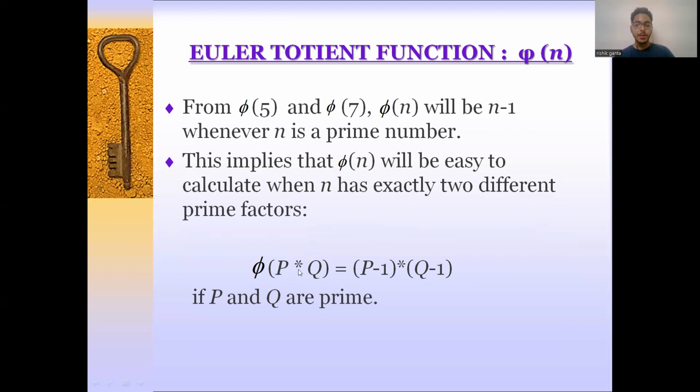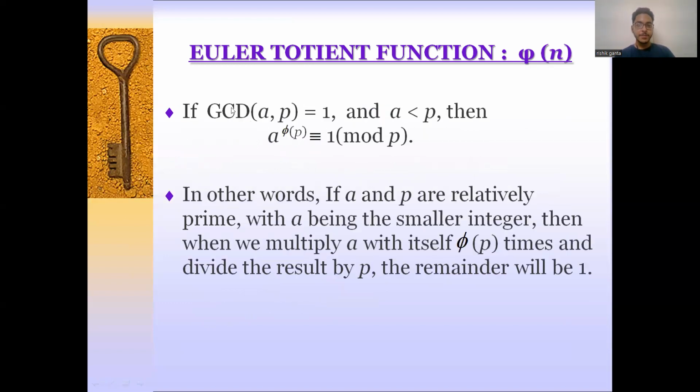Phi of p into q is equal to (p-1) into (q-1) if p and q are prime. If the GCD, which is explained before, GCD of a comma p is 1 and a is less than p, then a raised to the power phi of p is congruent to 1 mod p. In other words, if a and p are relatively prime and a being the smaller integer, then we multiply a with itself phi of p times and divide the result by p, and the remainder will be 1.